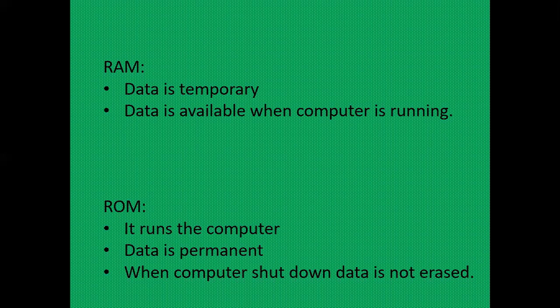The main difference is that in RAM data is temporary and in ROM data is permanent. In RAM, all the data will be available when the computer is running, and ROM data will be safe, not erased, not deleted when the computer is shut down. Whereas in RAM, all the data will be erased if our computer shuts down.